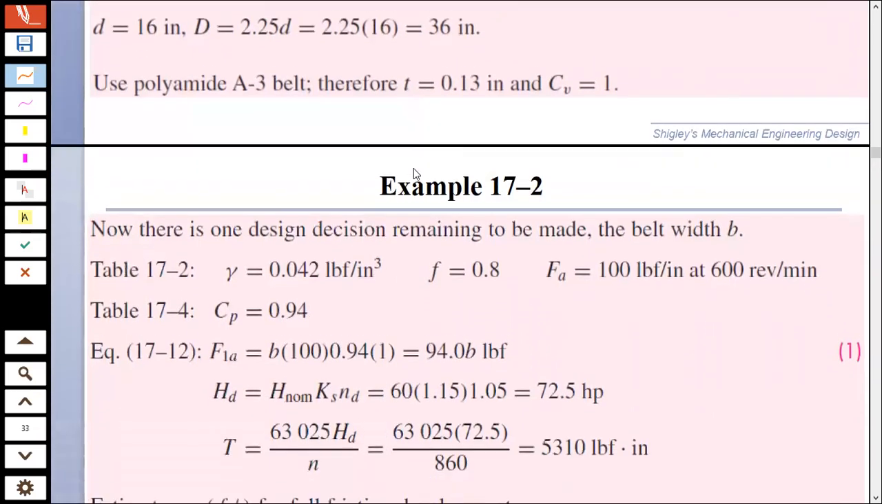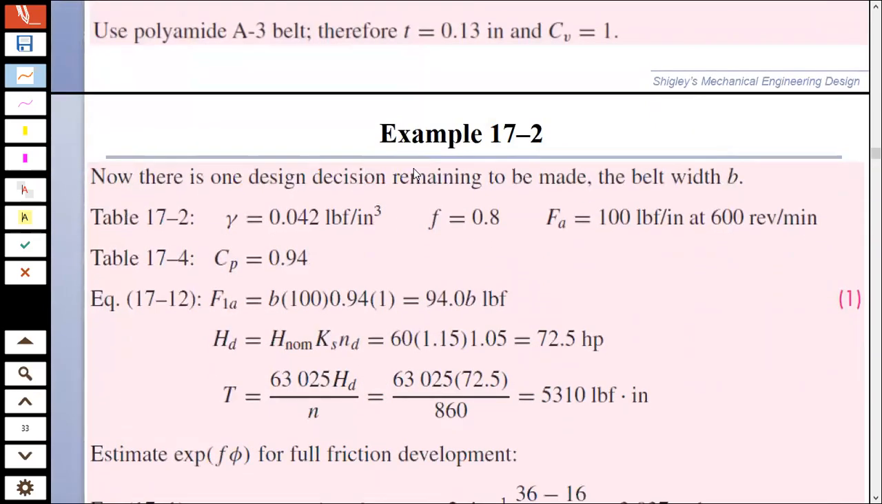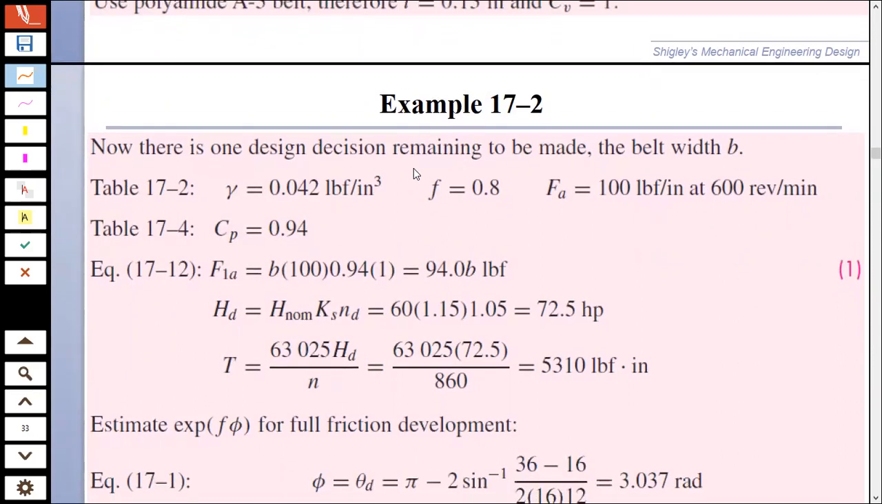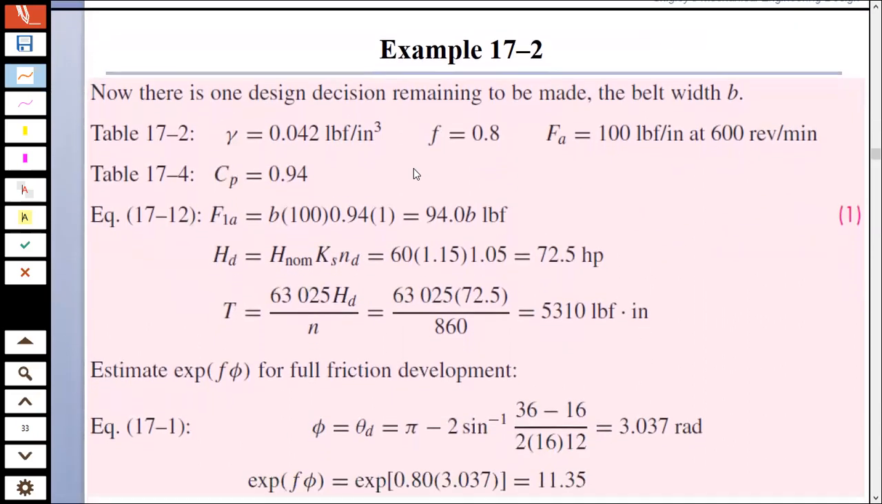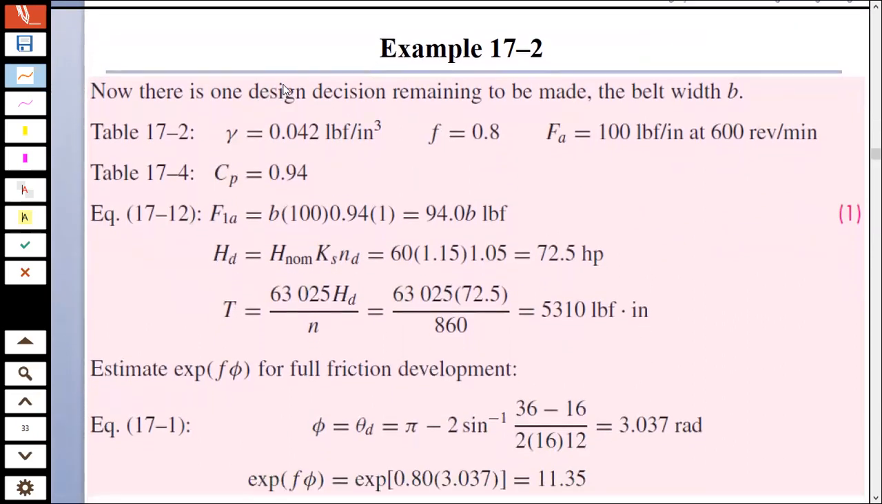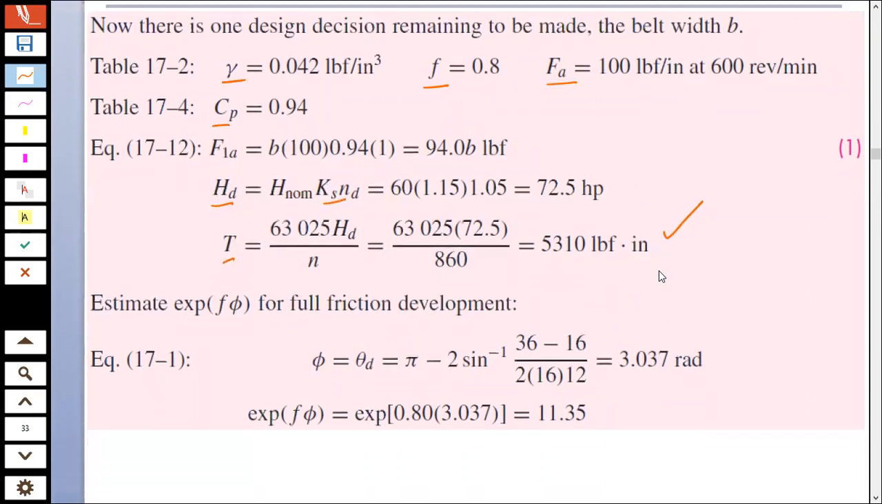Somebody asked why we recalculate the factor of safety, and that is indeed very prominent in this problem. If we decide to use the polyamide A3, you know gamma for that, you know F for that, you know the allowable tension for that, and you can find Cp as in the previous problem. So you go ahead and find your Hd, which is H nominal Ks nd, and also find the torque to be transmitted. Yeah, the torque transmitted.